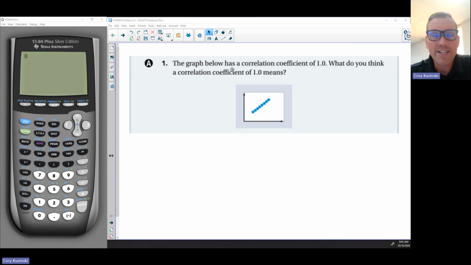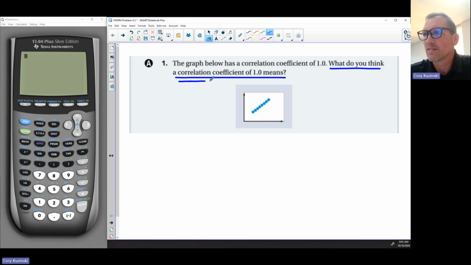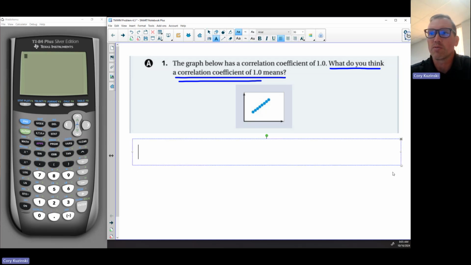The graph below has a correlation coefficient of 1.0. All right, so what do we think that a correlation coefficient of 1.0 means? Correlation coefficient. So take a look at that, and what do we notice? So the correlation coefficient really has nothing to do with slope. It's just about relationship. Okay, how strong is the relationship?